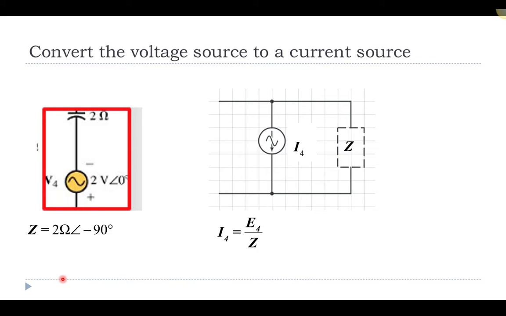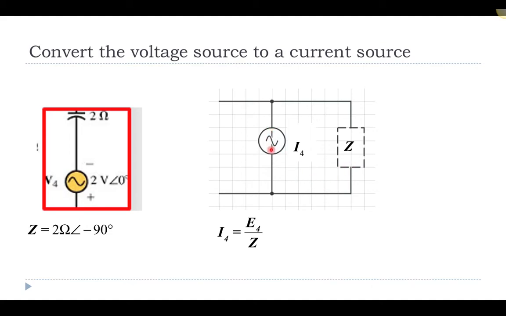All right, so the very first thing we need to do is to convert the voltage source to a current source, and in this case we can write down the impedance of this capacitor as the reactance of the capacitor, which is 2 ohms, and since it is a capacitor, it has a phase angle of -90. Once I know that impedance, I can replace this equivalent voltage source with an equivalent current source with a current in parallel with that same impedance value.